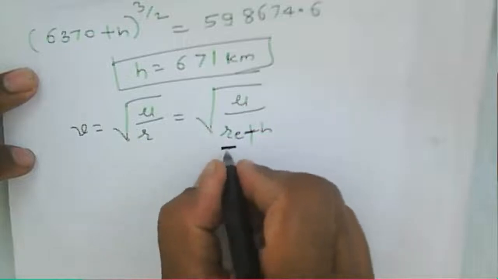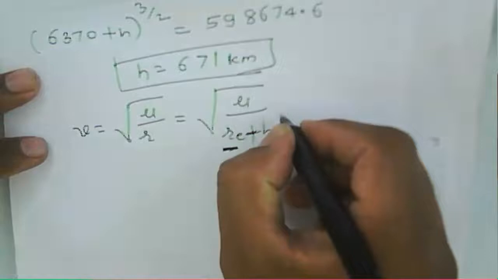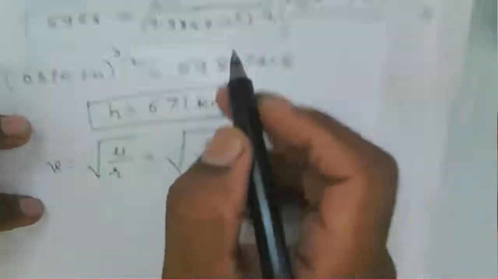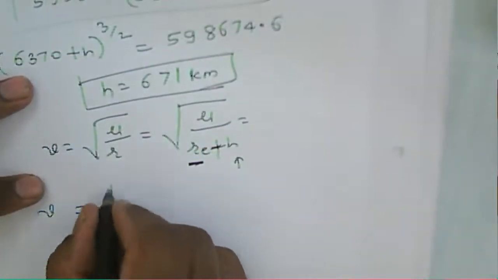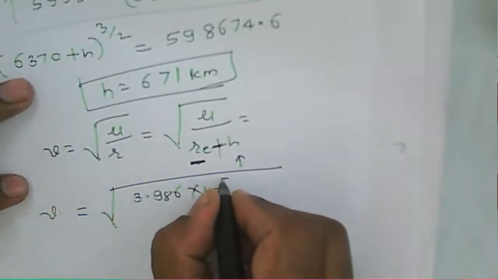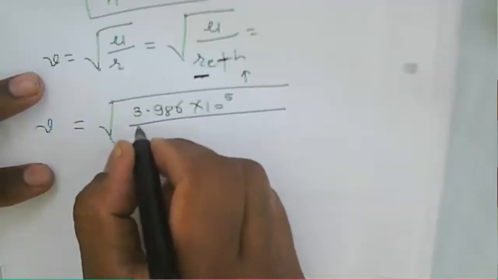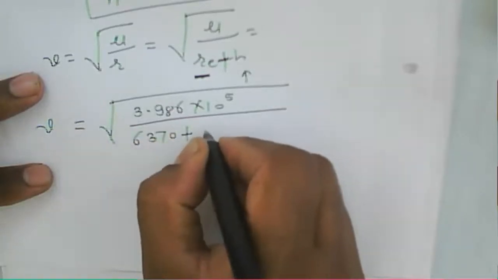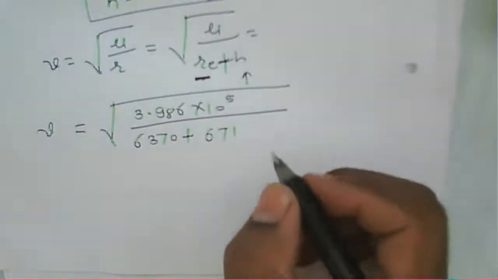We know the earth radius. We obtained that altitude, 671 kilometer here, and this mu is nothing but 3.986 into 10 to the power 5. If you consider here, the velocity is equal to the square root of 3.986 into 10 to the power 5, that's the mu here. And then RE, the earth radius, we have to consider, that is 6370 plus 671. That is the RE plus H here.